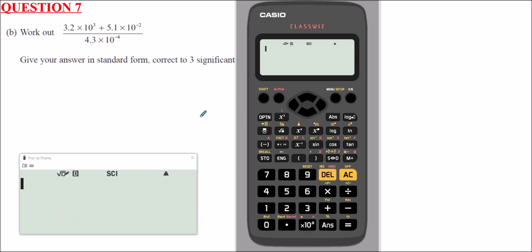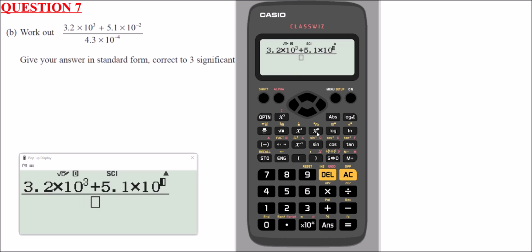Now just type it in exactly how it looks in the question. So at the top we've got 3.2. This button here is a standard form button, but I personally prefer typing it in manually. So just do times 10 to the power 3 and plus 5.1 times 10, press the power button, then minus 2. Toggle down, then type 4.3 times 10, power button, minus 4. Double check what you've written is the same as what the question says. That looks pretty much exact to me, so we're good to go.